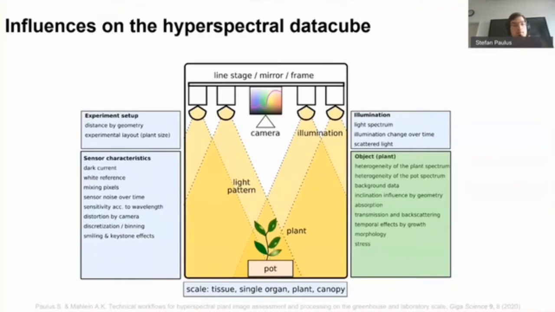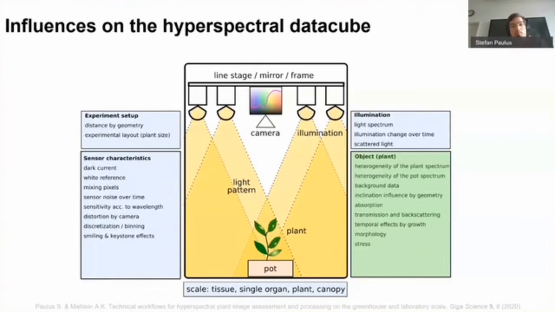So one big thing is the experimental setup, for example, the distance between camera and the object of interest. Another topic is the sensor characteristic, where you have the dark current, the sensor noise, the distortion of the camera, for example, smile and keystone effects. And of course, the illumination, so the spectrum of your light source and the change of it over time, or scattered light.